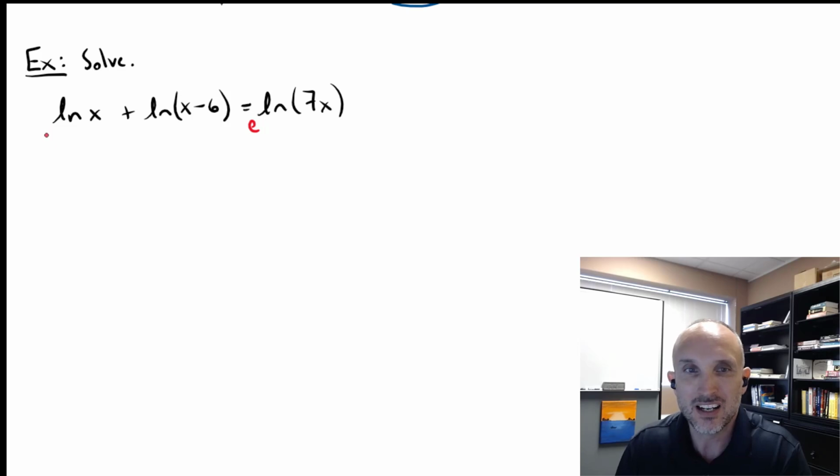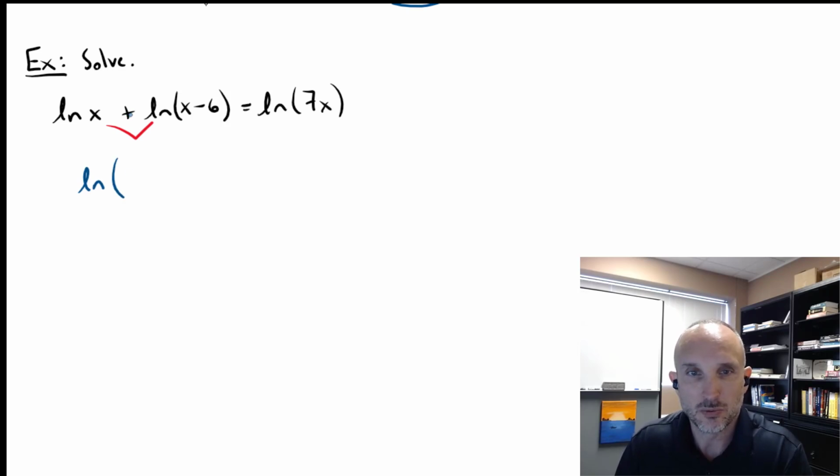But I don't want to apply a base of e on the left side because I've got a sum of natural logs, and that doesn't cancel like we want. So what I want to do first is I'm going to leave the right side like it is because I can cancel that natural log of 7x just fine. But I want to combine these logarithms using my log properties.